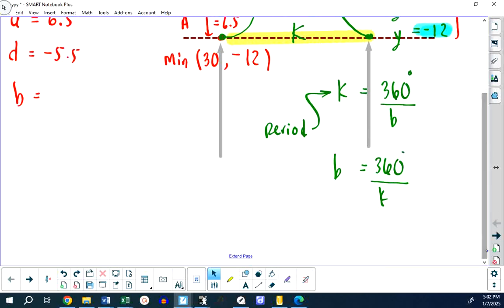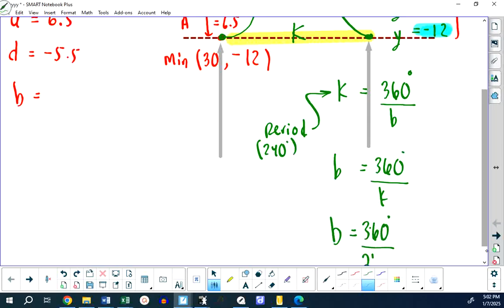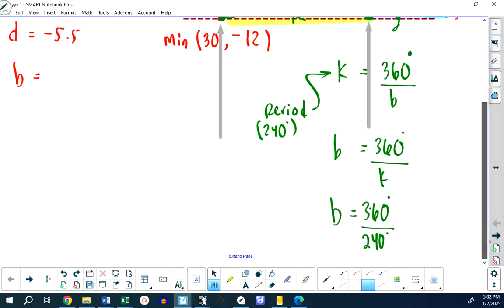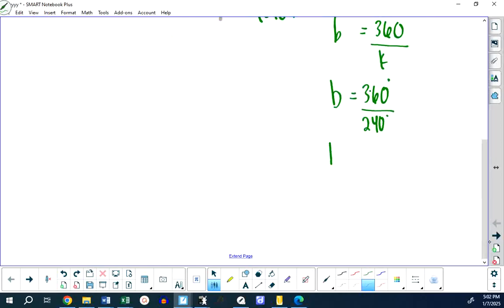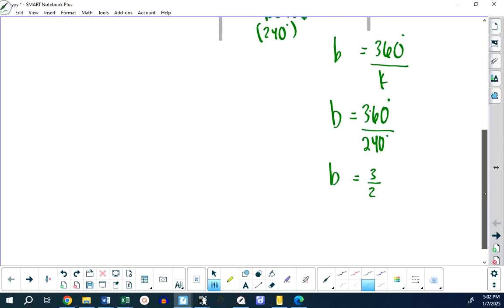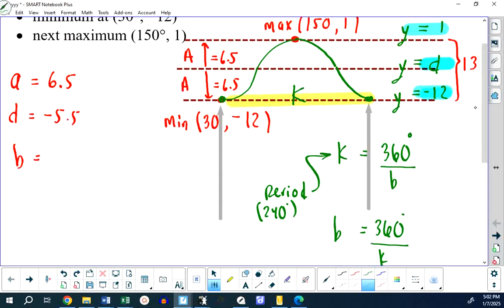Now that you've determined the period is 240 degrees, we can find B by taking 360 degrees divided by 240 degrees, and getting B has a value of 3/2. I'm pretty sure 360 over 240 reduces to 3/2. You can confirm that on your calculator. So now we know the value of B.